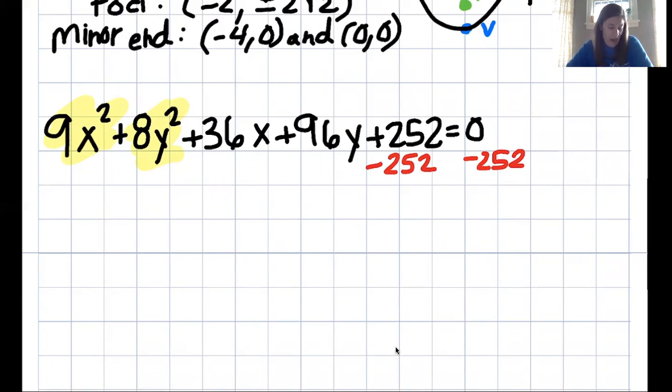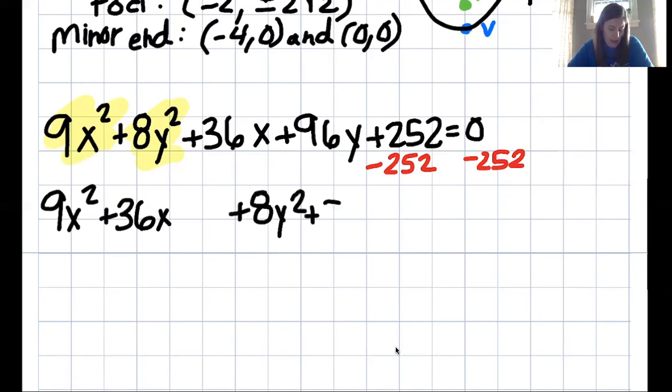Okay, so I'm going to rearrange it. So I have 9x squared plus 36x. I'm going to regroup my letters. And then I'm going to have a plus 8y squared plus 96y. And then I'm going to leave some room because I'm going to be completing the square. But I'm going to move the 252 to the other side.